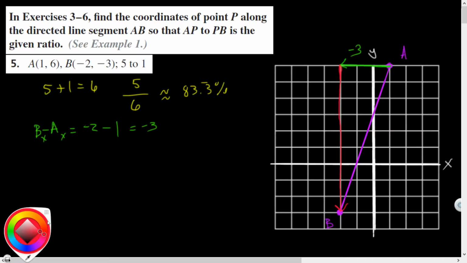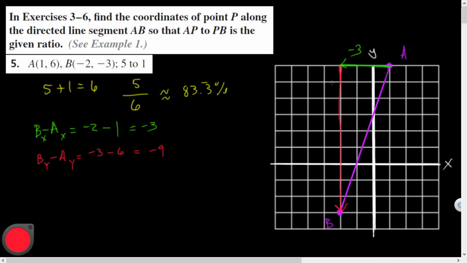Okay, let's do the same thing for the change in y. So I'm going to take B's y-coordinate, and I'm just making up this notation, trying to be helpful. Maybe more notation is less helpful, who knows? And I'm going to subtract those. So I'm going to do -3 minus 6, and that's equal to -9. And notice if I count these boxes, I'm going down 1, 2, 3, 4, 5, 6, 7, 8, 9. So I'm going down 9 units.